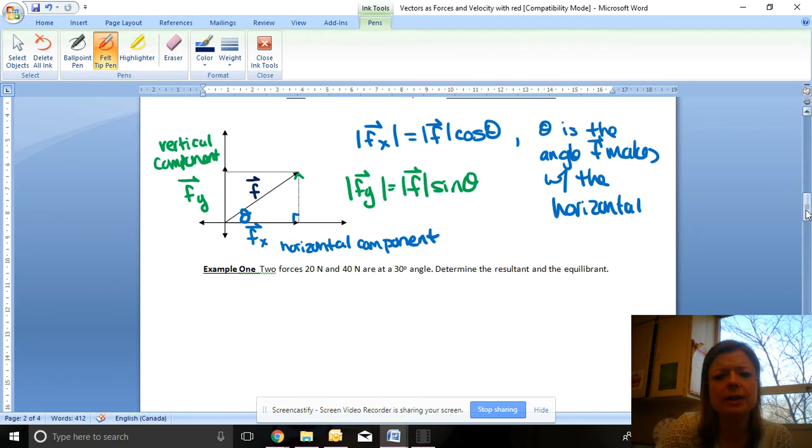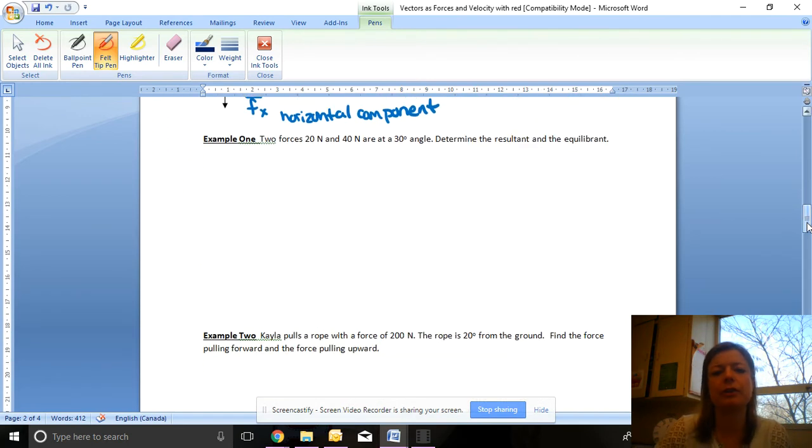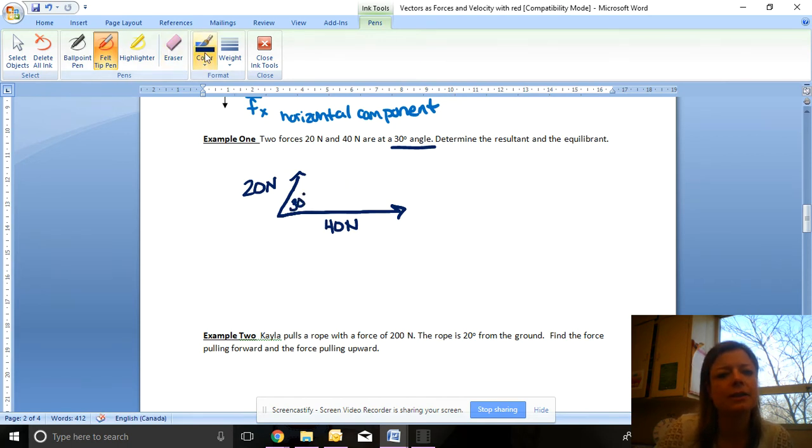Okay, so two forces, 20 newtons and 40 newtons, are at a 30-degree angle. Remember, this is always assumed to be tail to tail when they give that information. So determine the resultant and the equilibrant. I'm not going to draw it over here because we want to be able to draw the equilibrant, so I'm going to draw it over here, and hopefully that leaves enough room for you. I'm going to make my 40 Newton one going this way because it's longer. So here's our 40 Newton force, and this is half as long, so there's our 20 Newton force, and this is not at all accurate, but there's our 30-degree angle.